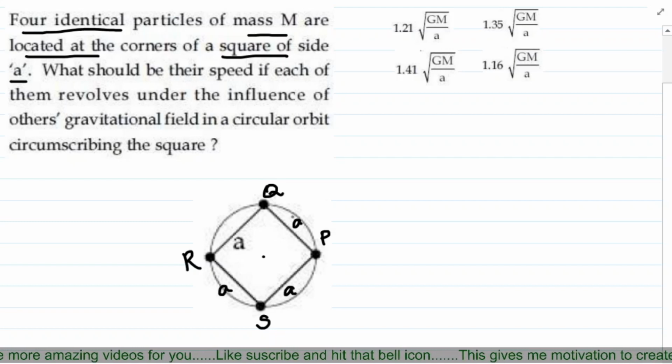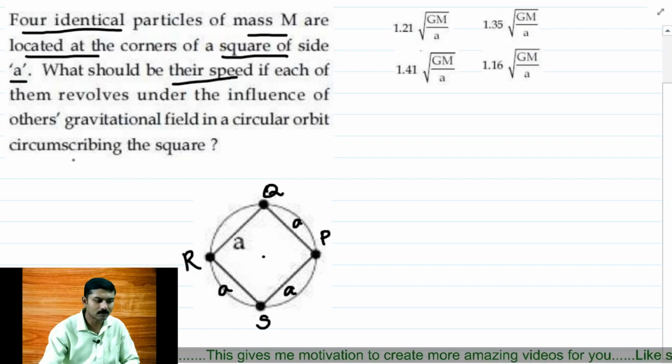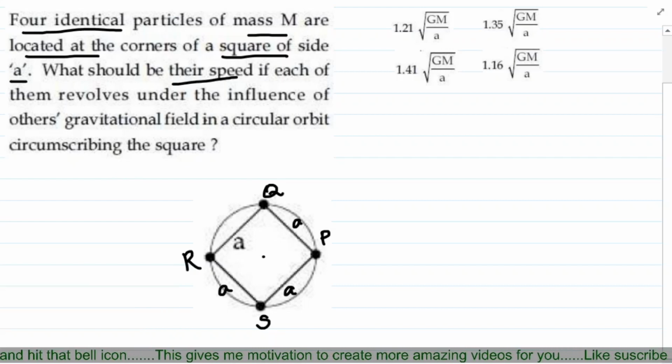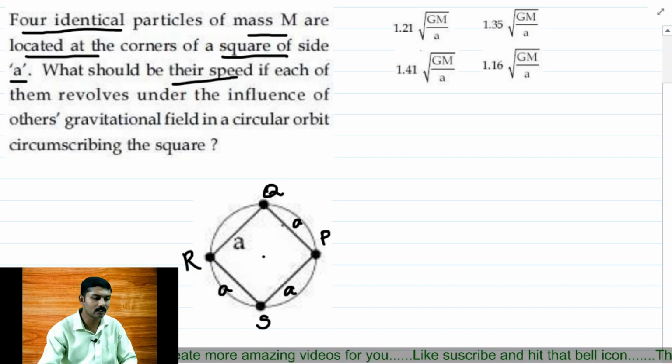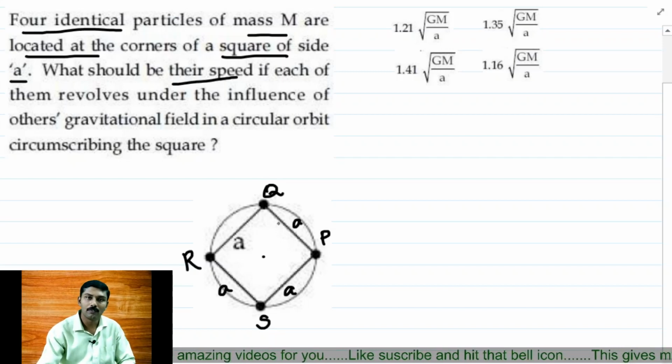So here we have to find out what should be the speed if each of them revolves under the influence of the others' gravitational field in a circular orbit circumscribing the square. What we need to find out here is the speed of rotation of all four masses, and we have said that all four masses are of equal magnitude. So we can understand that these four masses are rotating around the circle with some imaginary center because of only the gravitational force between these four masses.